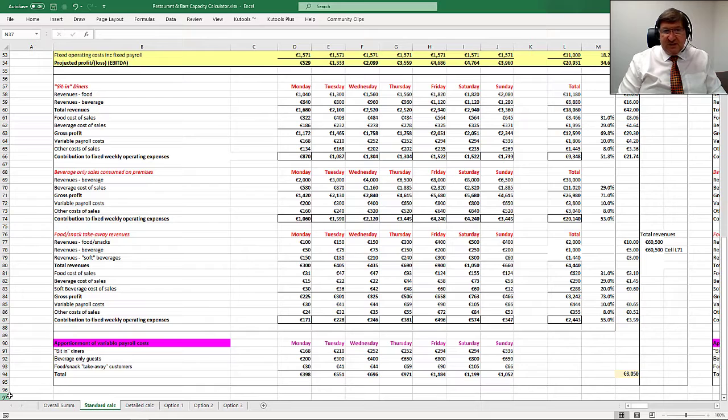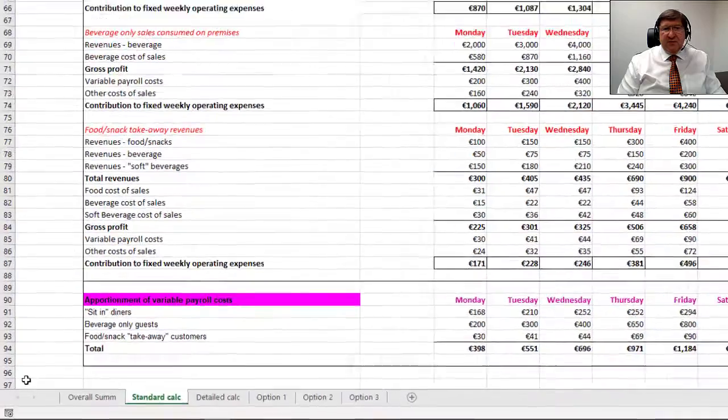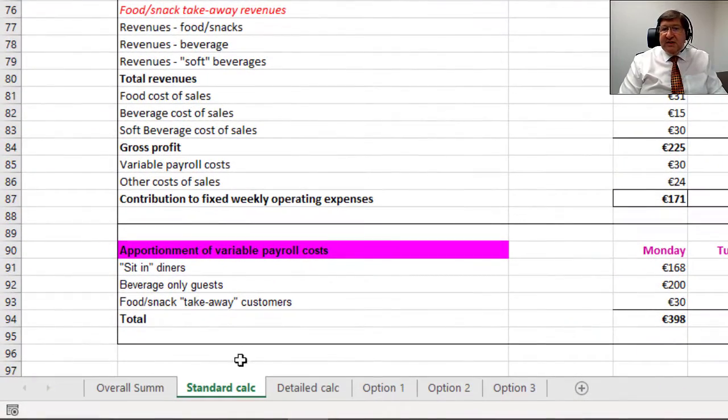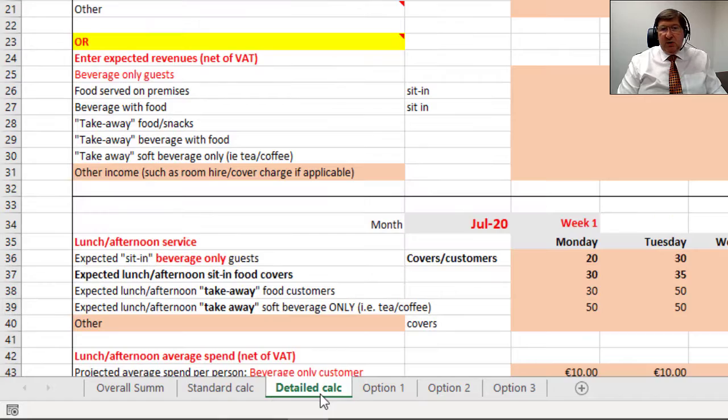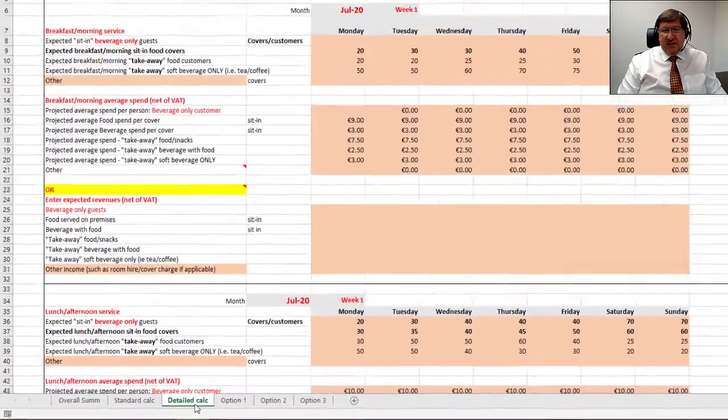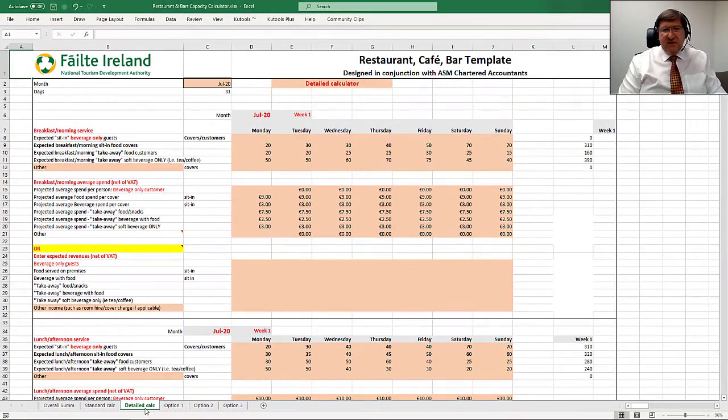You can also reassess the cost of delivery of each service type and what the impact of a price increase will be by changing the spend per cover. For those businesses that are larger or which have more detailed management information available to them, using the Detailed Calc tab will be the better option. This sheet is broken into 3 time periods, these being breakfast, lunch, and dinner or evening service. If you do not offer breakfast, then ignore that section.